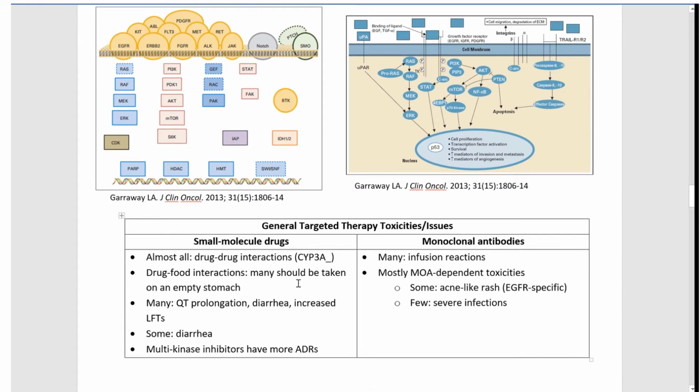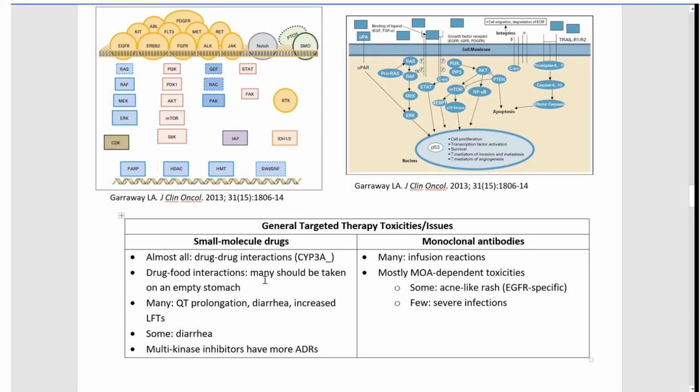So with these small molecule drugs, I tried to find some commonalities in the toxicities. There's not many, but there are some commonalities, and one of those is that just about every single one of them has some sort of drug-drug interaction, specifically with 3A4, but not necessarily only 3A4. So we're talking about drug-drug interactions being a huge issue with these small molecule drugs, especially with the tyrosine kinase inhibitors.